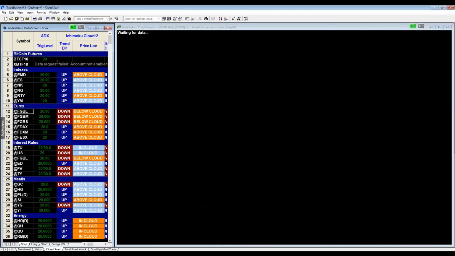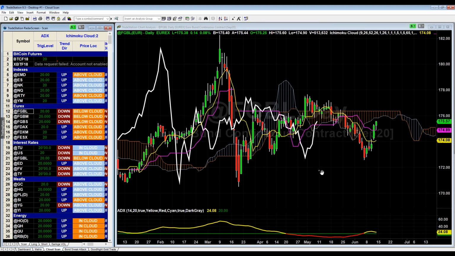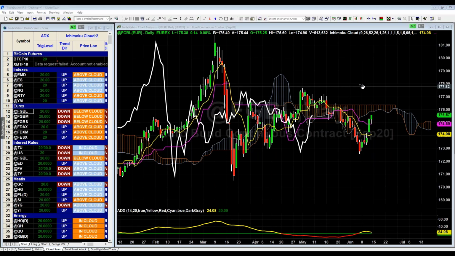Now let's take a look at interest rates. The Euro Bund, what is that? That's a short. It's below the cloud. It is about to tickle the bottom of the cloud again and go a little lower.